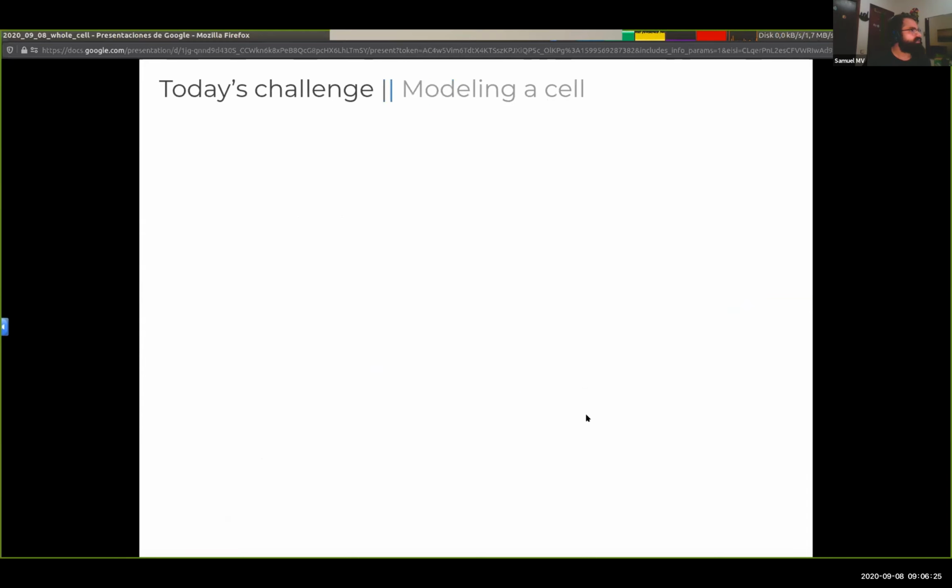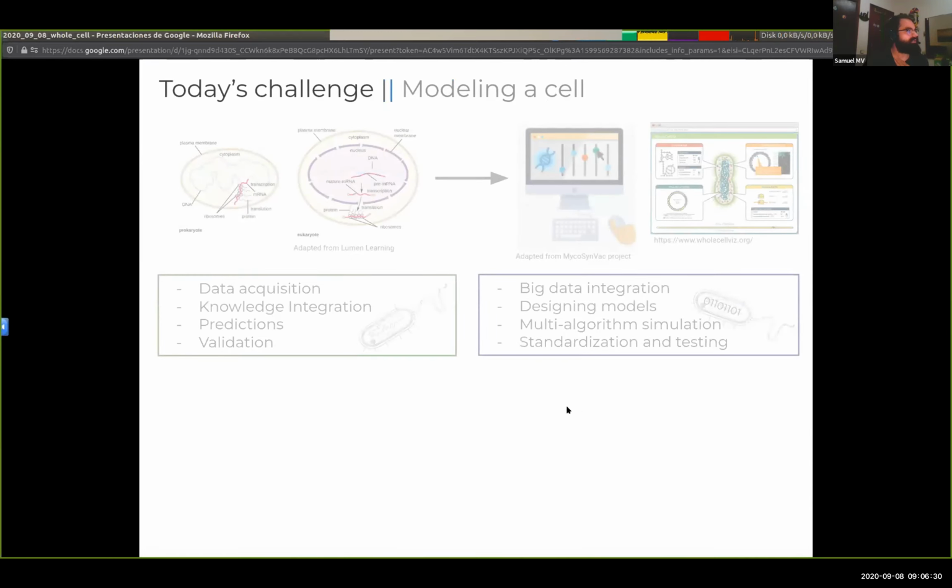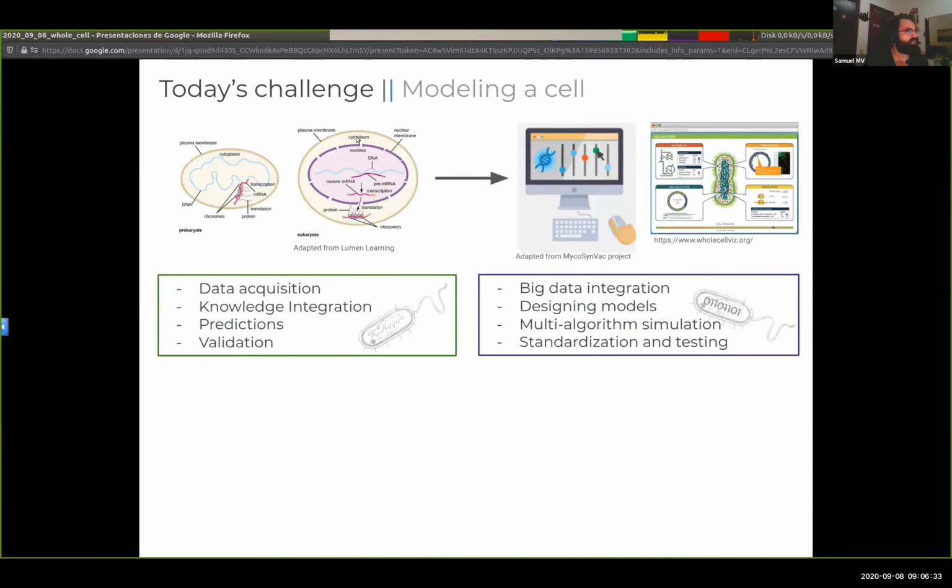So today's challenge is about modeling a cell. The idea is how to reduce all the complexity that we know that a cell has, either a bacteria or a eukaryotic cell, and to translate all the processes that you have in these different systems into what would be just a computer program, something that you could play and tune in order to find new phenotypes in the cell, or just to explore different processes that could be happening in the cell in order to provide more information about them.